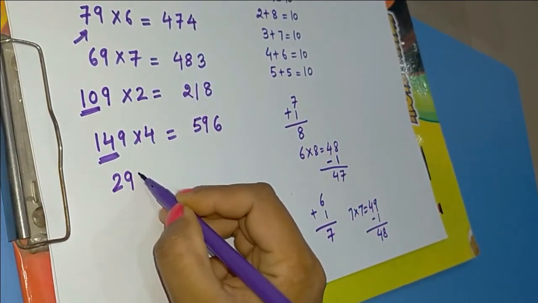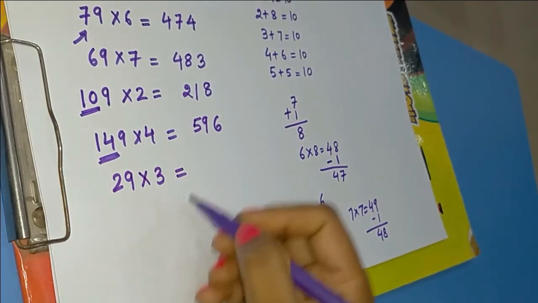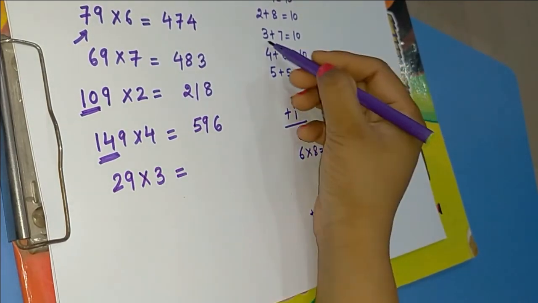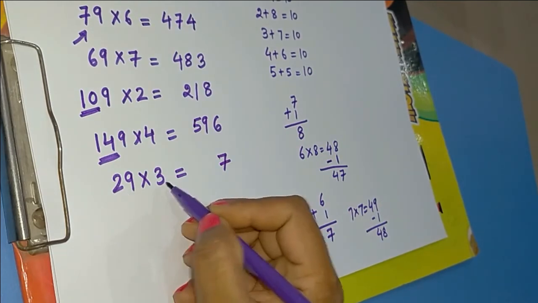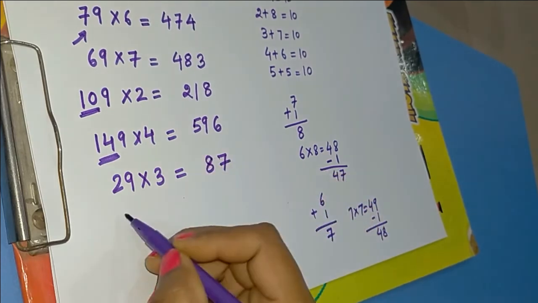Let's take another example, that is 29 multiplied by 3. So here pair of 3 is 7. Add 1 to this 2. So 2 plus 1, 3. 3 cross 3, 9. 9 minus 1, that is 8.